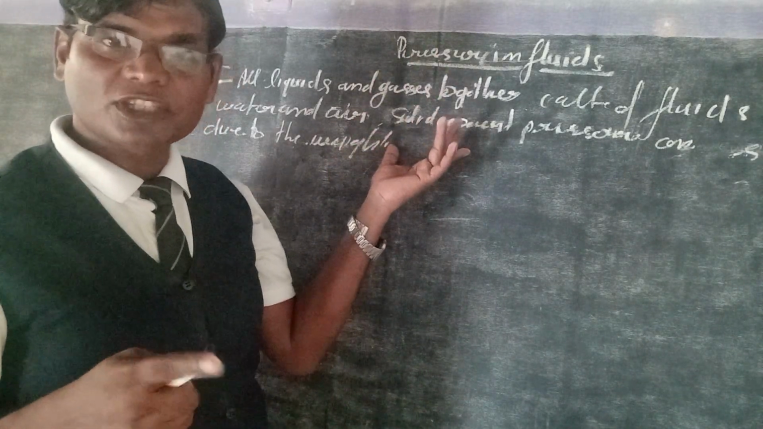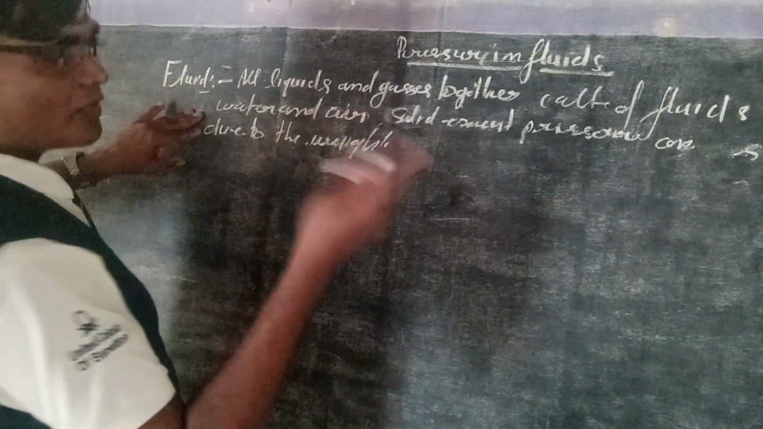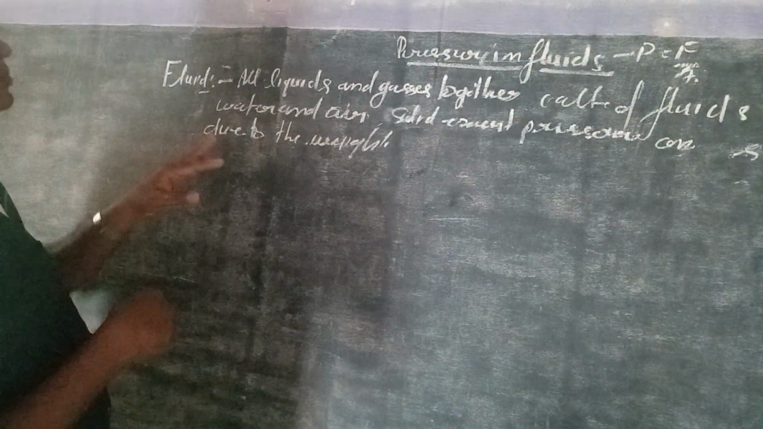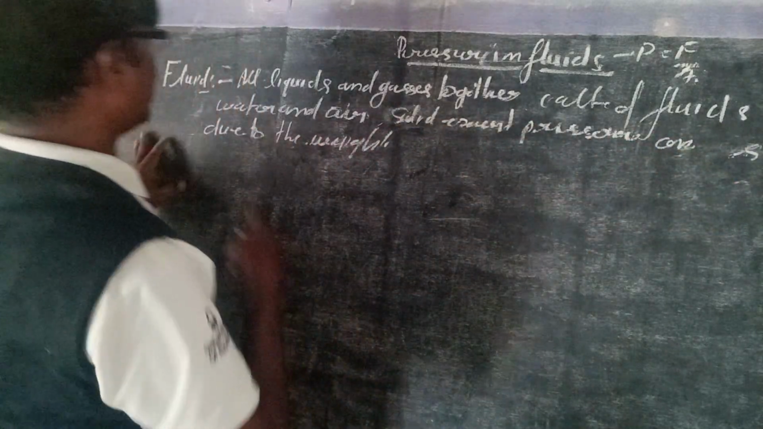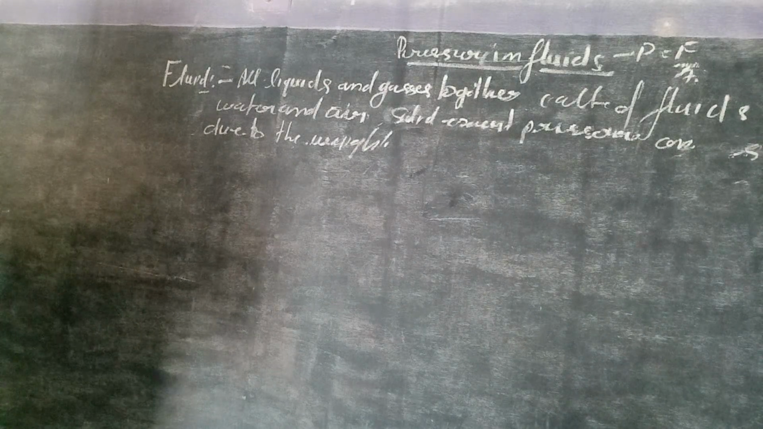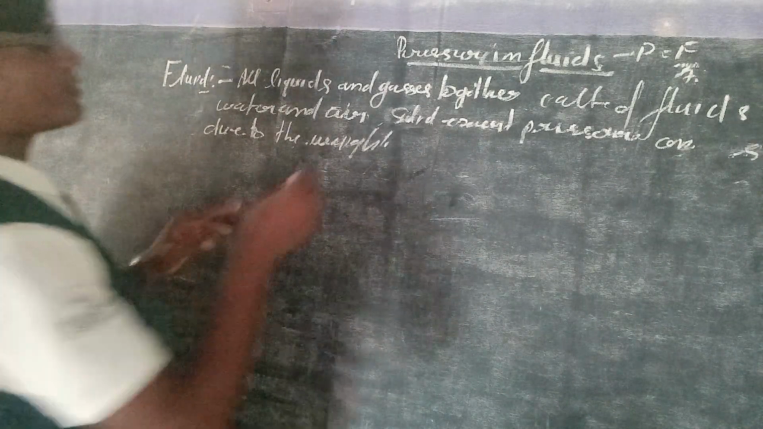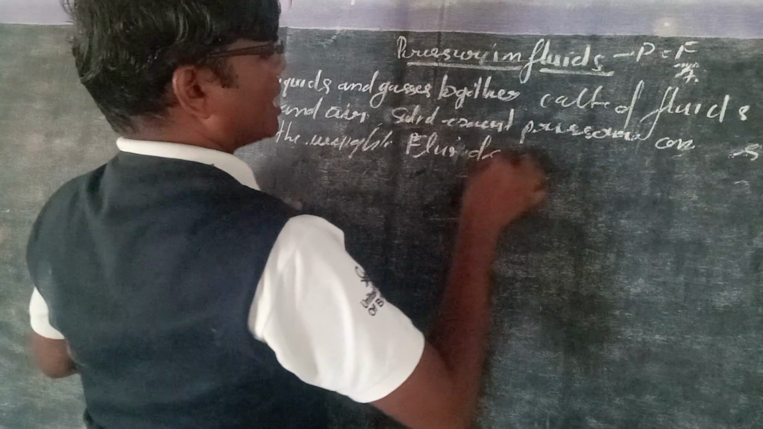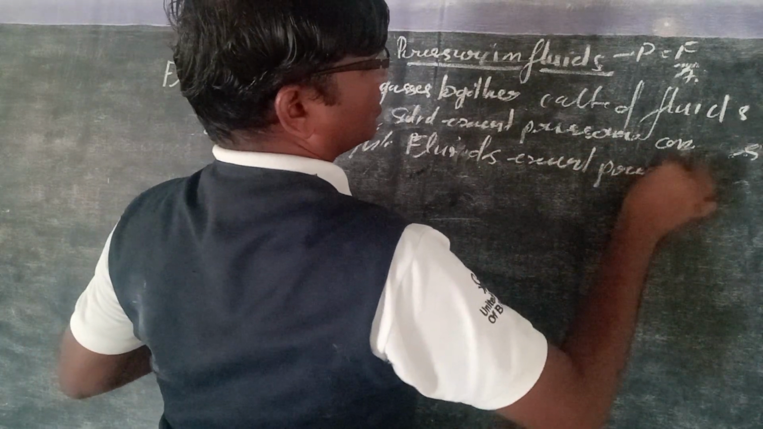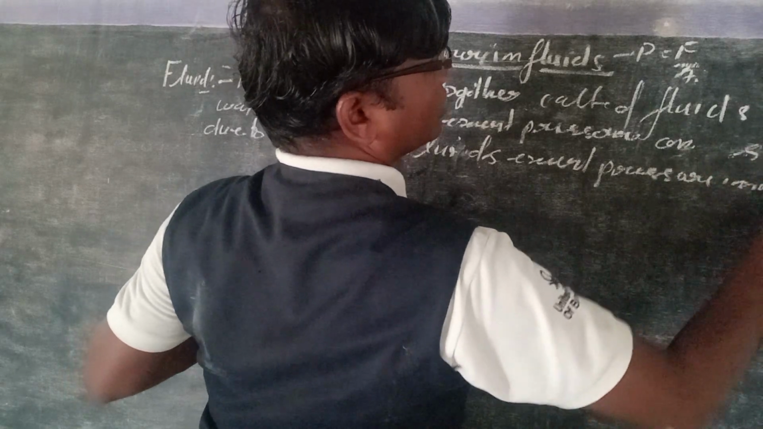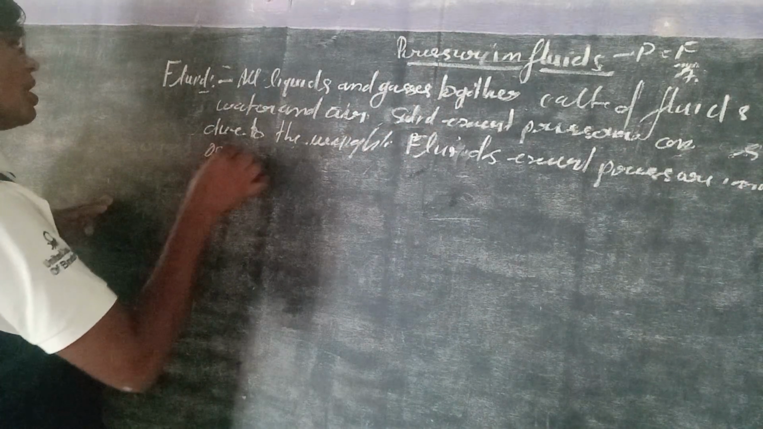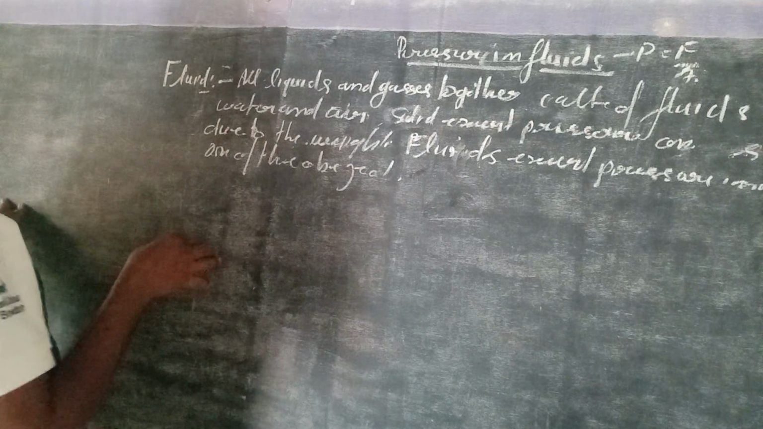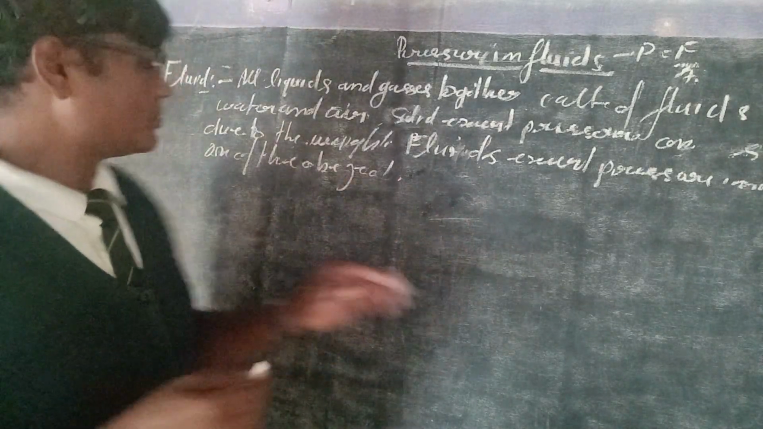We know that pressure P is equal to F by A. P is equal to F by A, where A is the area. Due to the weight, solids exert pressure on a surface, and the fluids exert pressure in all directions of the object or container they are in. So that is fluids, and now we will discuss buoyancy.